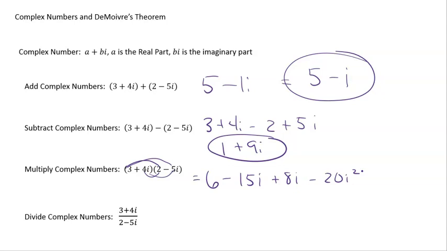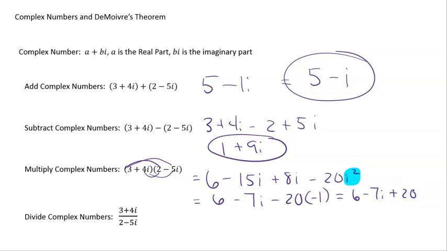Now that is not standard form for a complex number, and we know the answer to this is a complex number. So I'm going to go ahead and add my i values together. It's like terms. 6, negative 15 plus 8 is negative 7i, and then negative 20i squared. Now this is important. You recall what i squared is. I hope you do. Remember, it's negative 1, so this is minus 20 times negative 1. So this is really 6 minus 7i plus 20.